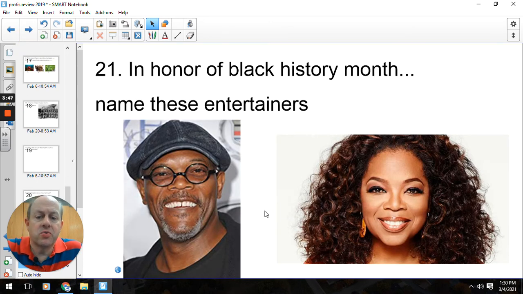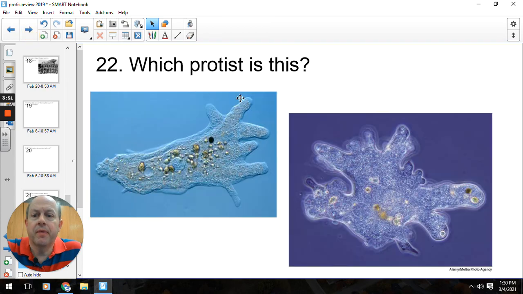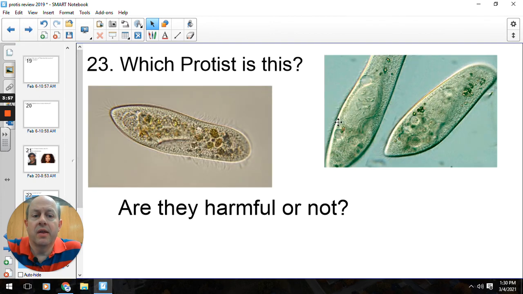Our entertainers were Samuel L. Jackson and Oprah Winfrey. Which protist do we represent here? Amoeba. And these pictures would represent ciliates, or specifically the paramecium, and they are not going to be harmful.